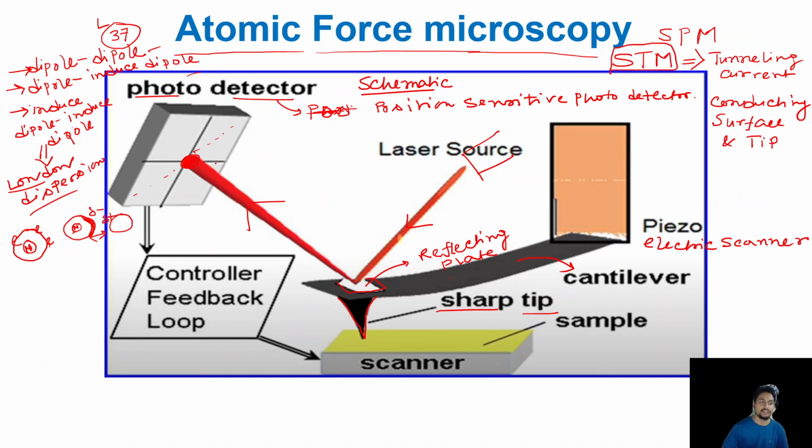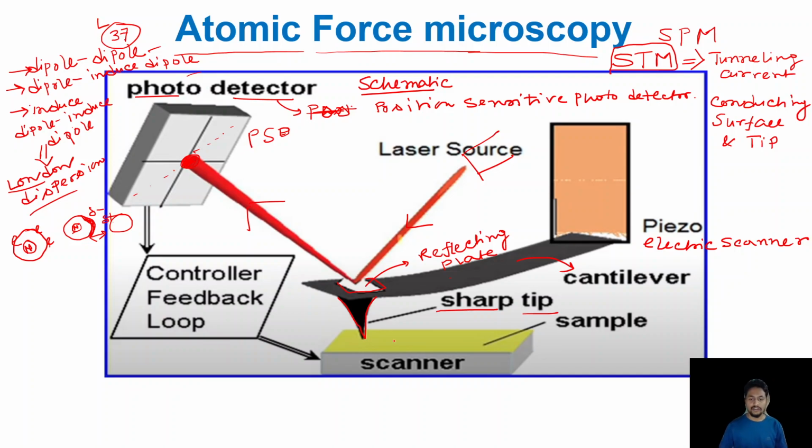So this is the case. Depending upon the topography, the position of the reflection is going to change, so that we can get the idea about the topography. I'll discuss this in detail. So this is the PSD, or PSPD, for position sensitive detector or position sensitive photo detector. Also, it is called QPD.